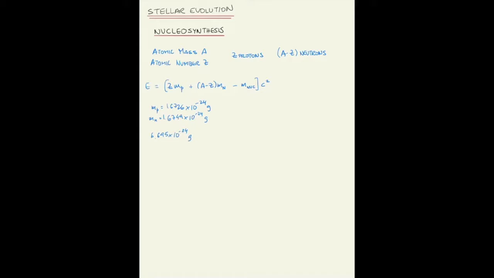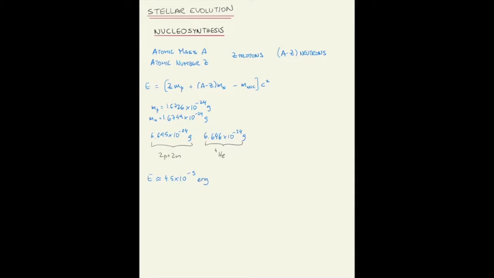The mass of the helium nucleus is actually 6.646 times 10 to the minus 24 grams. So the difference is about 0.7%. If you multiply this difference by c squared, you find that the binding energy of the helium nucleus is about 4.5 times 10 to the minus 5 erg. Now, this is a disturbing result.